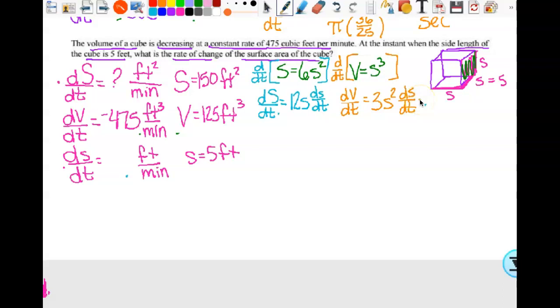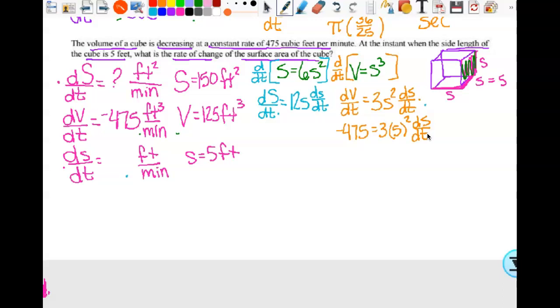Okay, so we're going to start here. dv/dt is negative 475. That's equal to 3 times 5 squared times ds/dt. Now, unlike the question we just did before, where if I'm just looking for ds/dt, I can do negative 475 over 3 times 5 squared and be done with it. But I think I actually want a real number because I'm going to have to go farther, right? This isn't a time you'd want to use the safe stop.